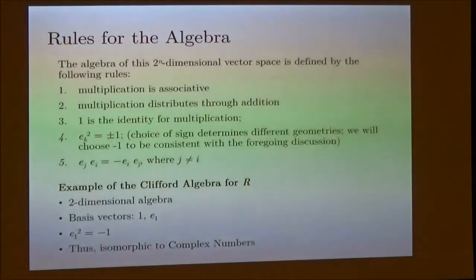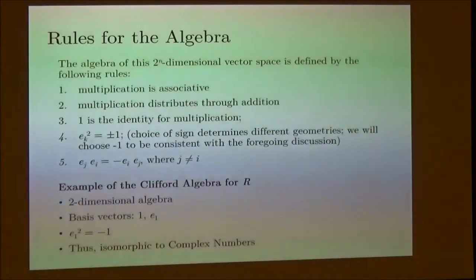Now, the algebra for this 2 power n dimensional vector space has certain rules, certain properties. Some of the properties are that multiplication is associative. It distributes through addition. One is the identity for multiplication. And for each of the basis vectors in Rn, the square of that can be either plus 1 or minus 1. We will pick minus 1 because we want to be consistent with how we dealt with quaternions. You can pick plus 1 and give rise to different geometries.